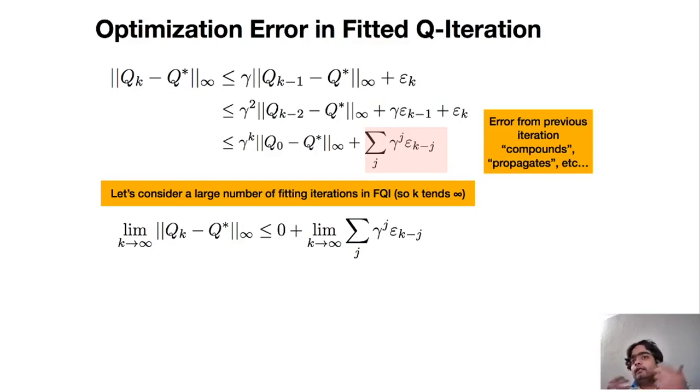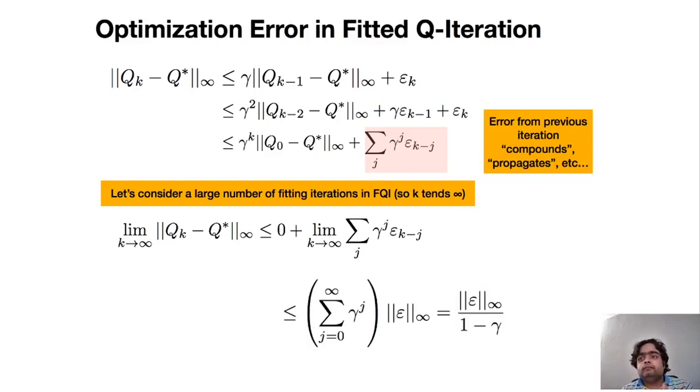So the real term that comes up in this error, ||Q_k - Q*|| in the infinity norm, is the sum of these accumulated Bellman errors or accumulated TD errors, where by accumulated I mean the multiplication by gamma to the j's. And just for the sake of mathematical simplicity, let me imagine that my error epsilon had an infinity norm, meaning that I know what the maximum error epsilon could be, let's say.